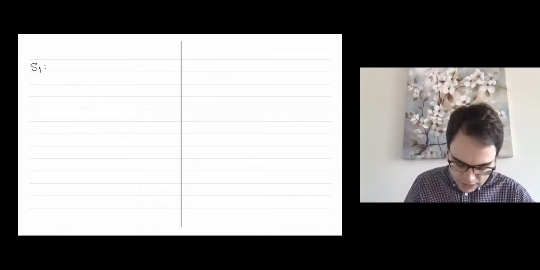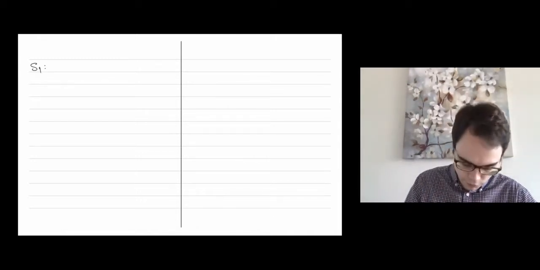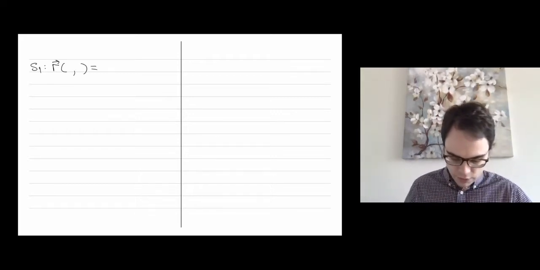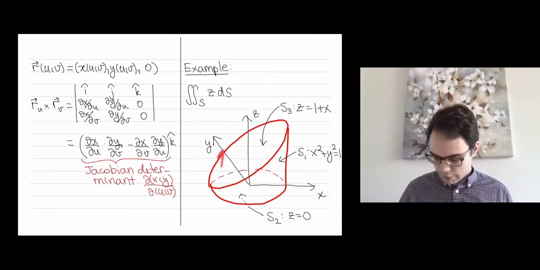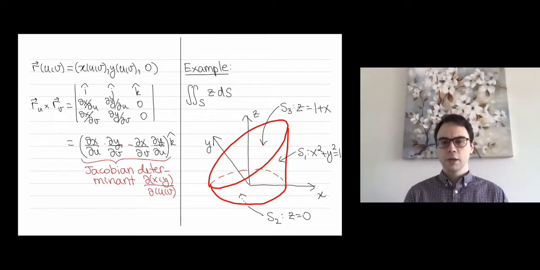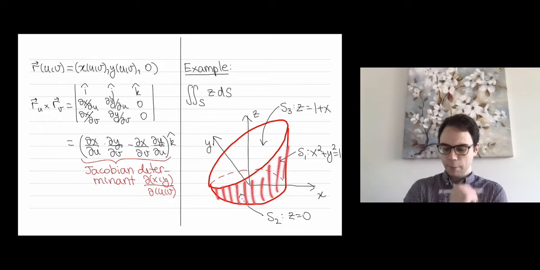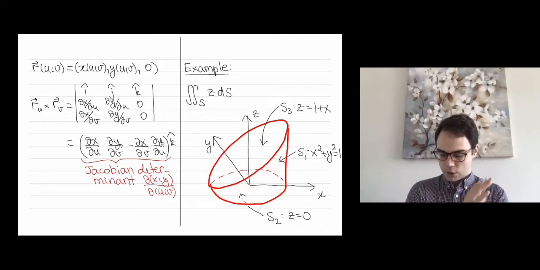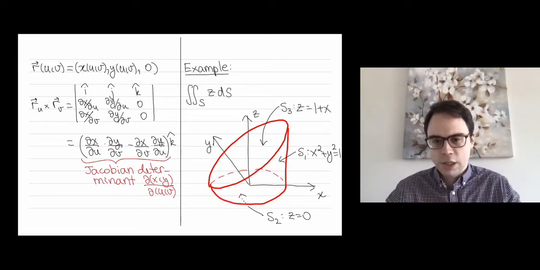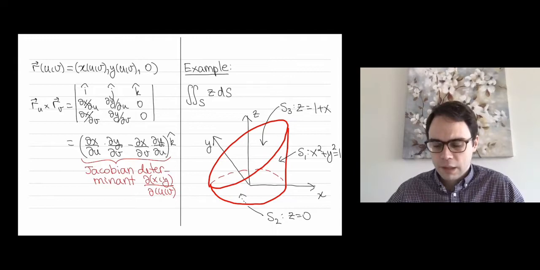So this is the side of our shape, of our surface. So this is a cylinder, right? S1 is a part of a cylinder. And so we have to parameterize S1. So here's a general strategy. S1 is a part of a cylinder.